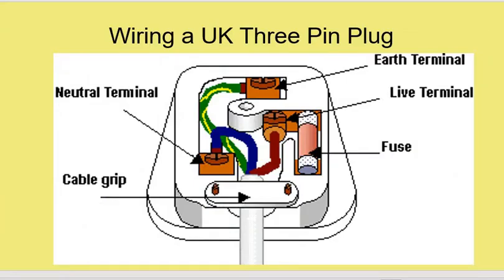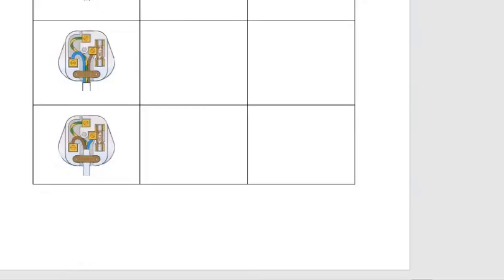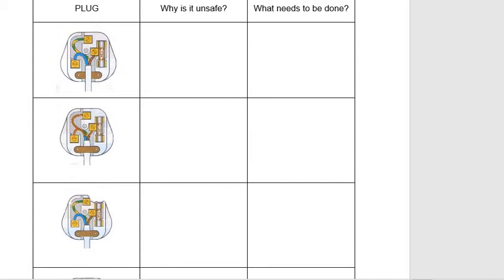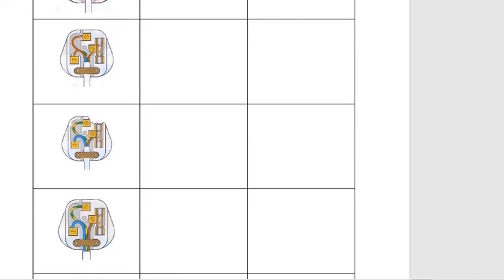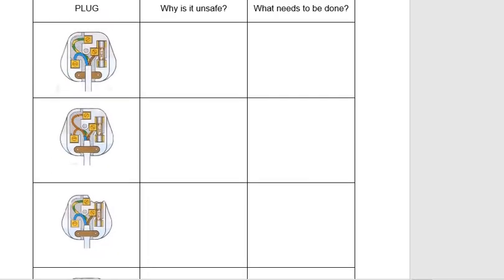So going back there, you should have an attachment of a plug. You're going to look at these different plugs and you're going to identify what makes them unsafe. So just a clue here, we have 2 wires of the same color. Over here, I think there's a bit of exposed wire. This plug has got a big chip out of it. Why is that dangerous? And so you'll complete that in your book, what needs to be done.